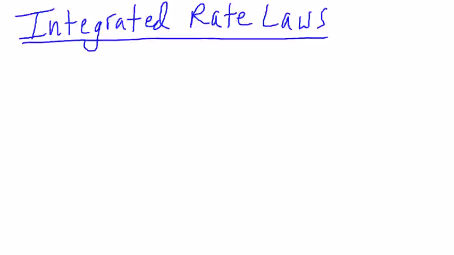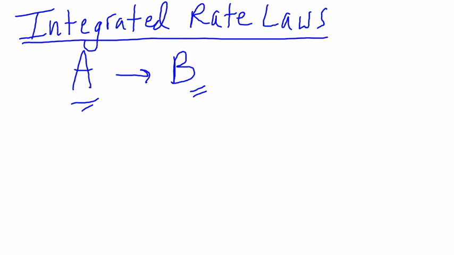Hey guys, this lesson is on the integrated rate laws. This particular aspect of kinetics allows us to answer the question: if a reaction, and we'll take a very simple one, A reacting to form B, proceeds after a given amount of time, how much of A is left over at that time, and conversely, how much of B has been produced?